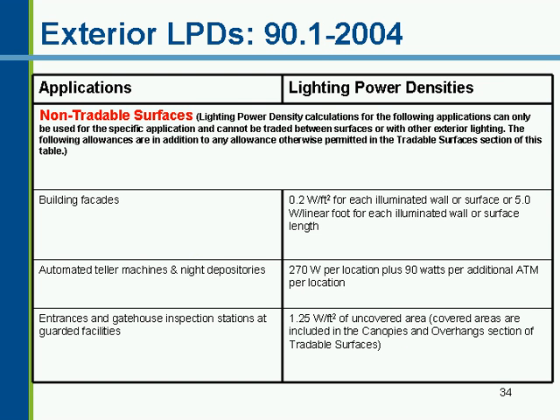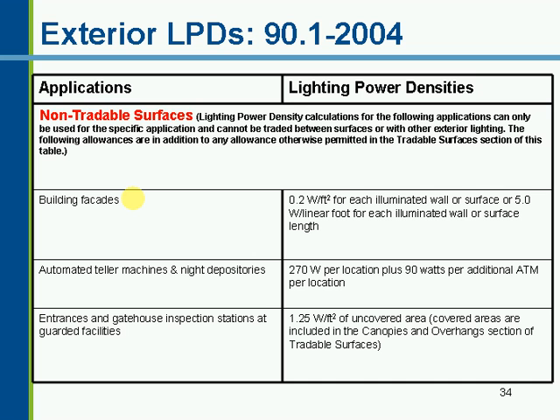Now let's look at those non-tradable surfaces, and again, these are specific allowances that cannot be traded among other applications, either themselves or other tradable surfaces. The first one, building facades, and there are two ways to comply with this you'll see in the table. One is on a watts per square foot basis of the illuminated wall or surface area. And if you can't really calculate what that is or prefer not to, you can also use a linear footage basis, 5 watts per linear foot for the length of each wall or surface that you're going to illuminate.